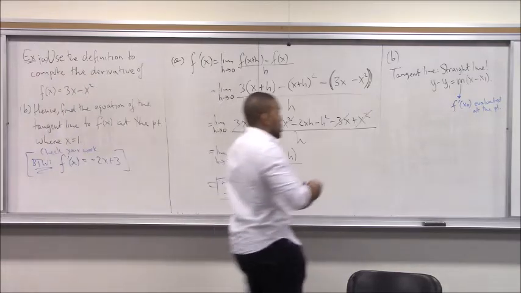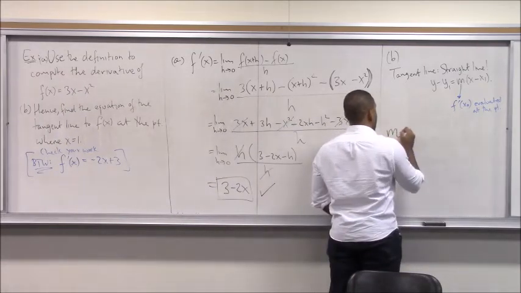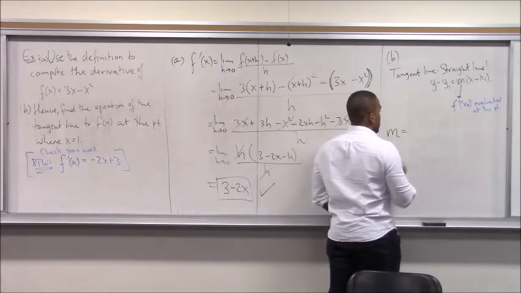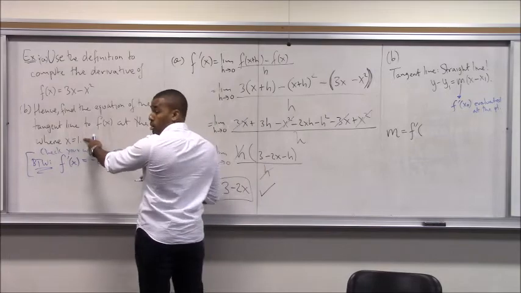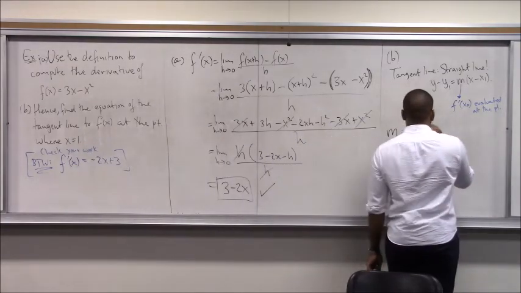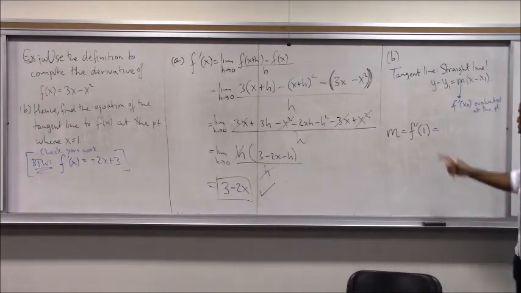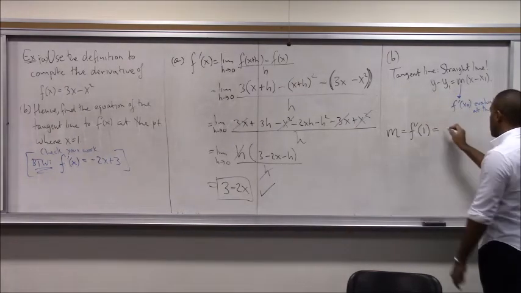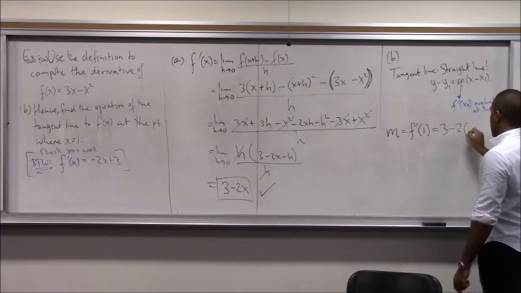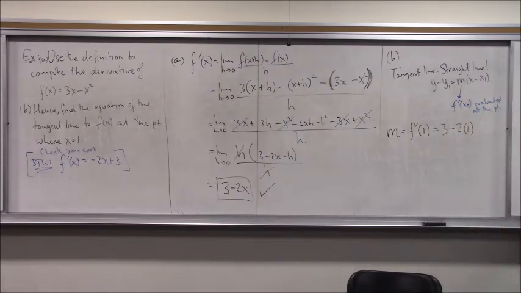So now, what is the m here? The m is simply going to be the derivative evaluated at x equals 1. Well, what is the derivative? The derivative is this guy, 3 minus 2x. So all I'm going to do is plug in x equals 1 over there. In this case, it's 1. So the tangent line at this point must be a line that has slope positive 1.